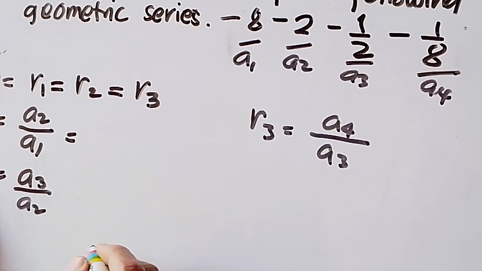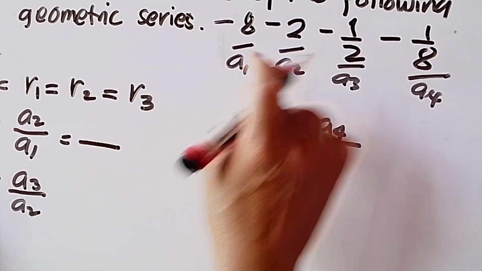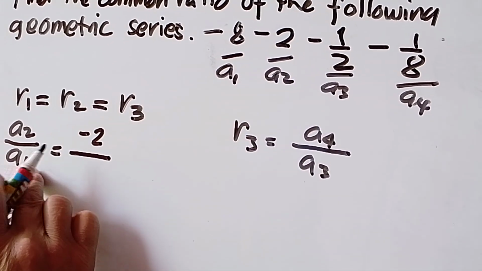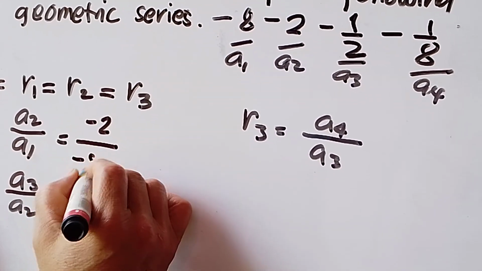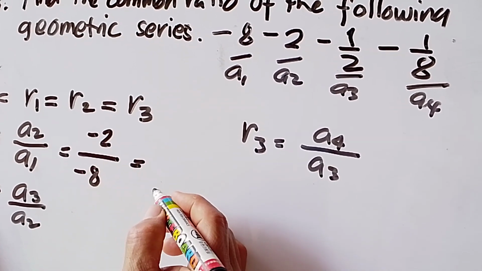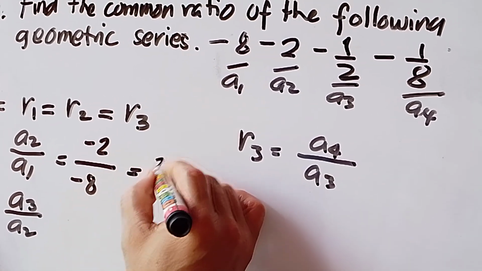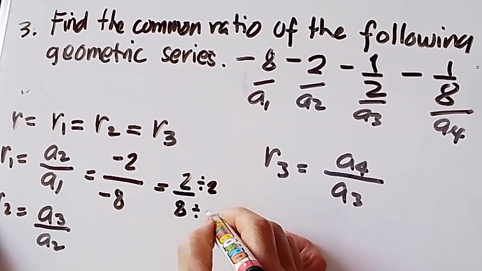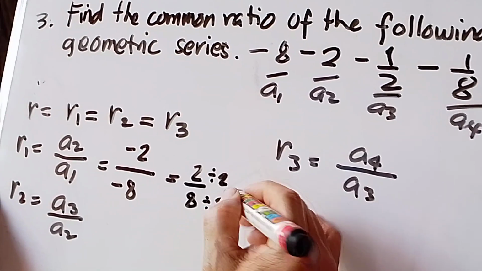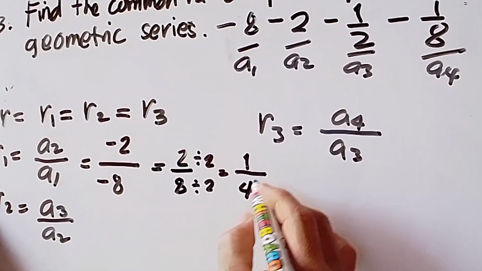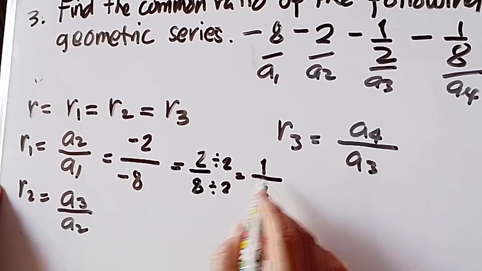So what is A2 over A1? So my A2 is -2 and A1 is -8. So negative divided by negative, that will be positive. So I have here 2 over 8. And then I need to reduce this one by dividing 2, both 2 and 8. So 2 divided by 2 is 1. 8 divided by 2 is 4. So my R1 will be 1 over 4.